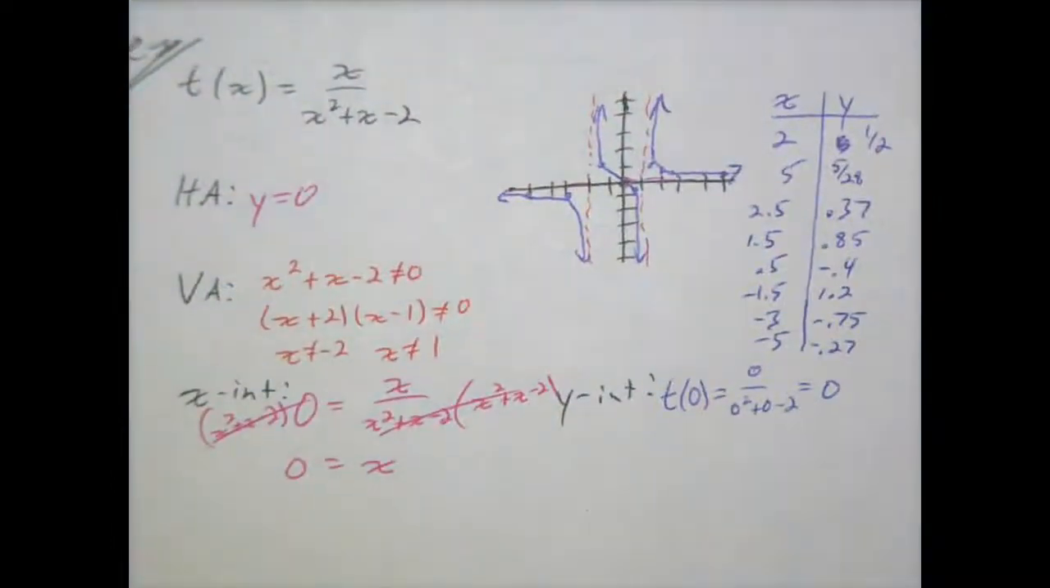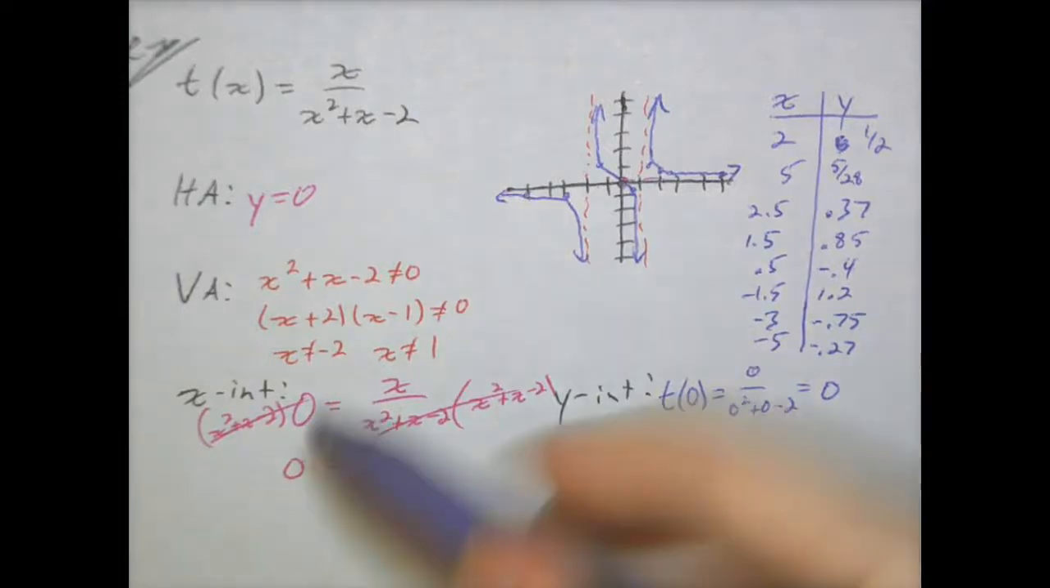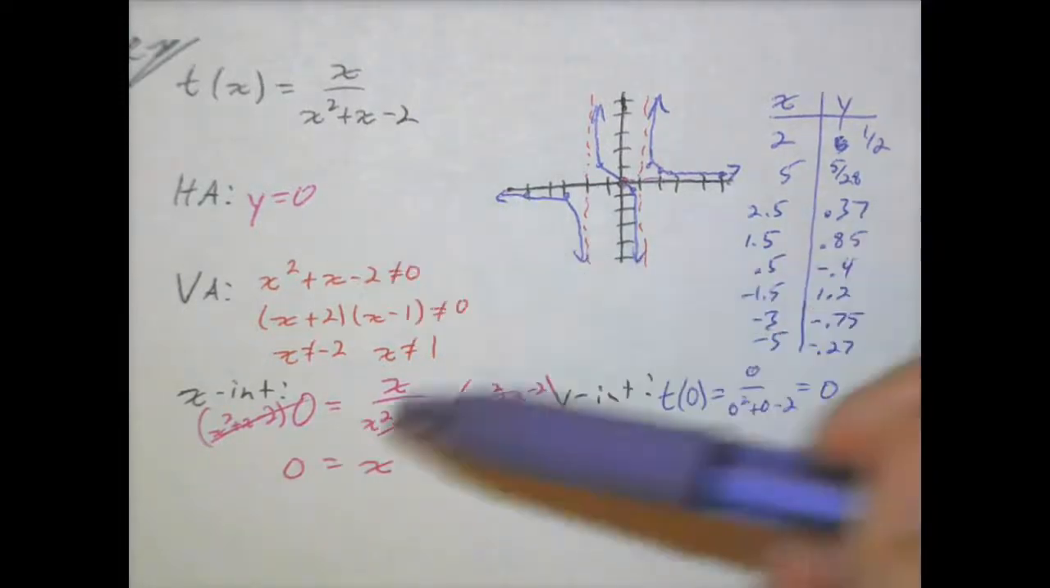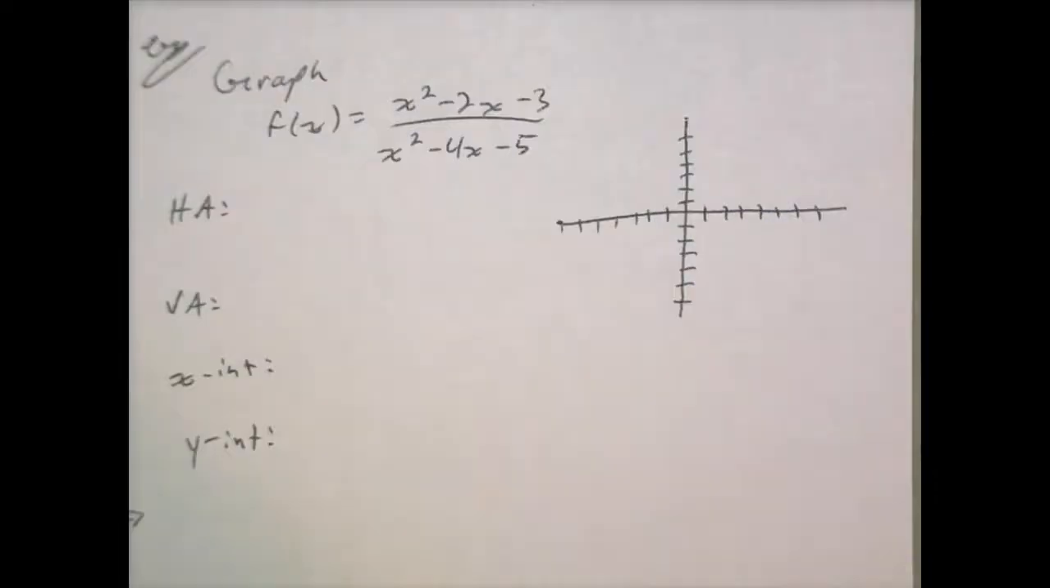A little bit complicated, but make sure you just take your time, plug in some points if you really don't know what's going on. You always, always, always need to find horizontal, vertical, x-intercept, y-intercept. Let's do another. All right, here we go.